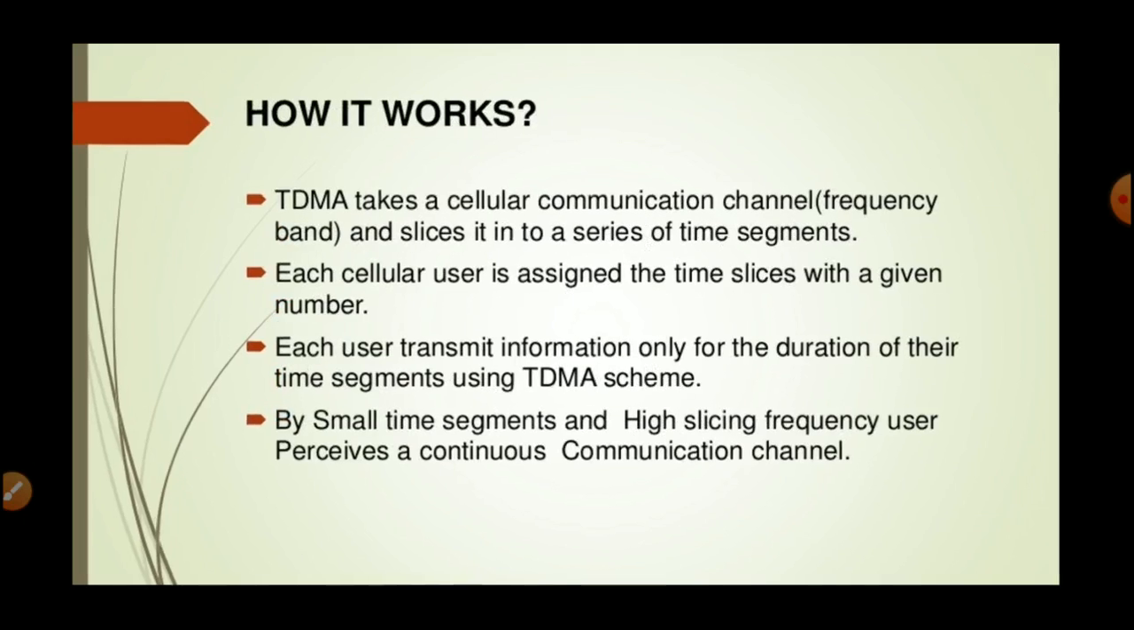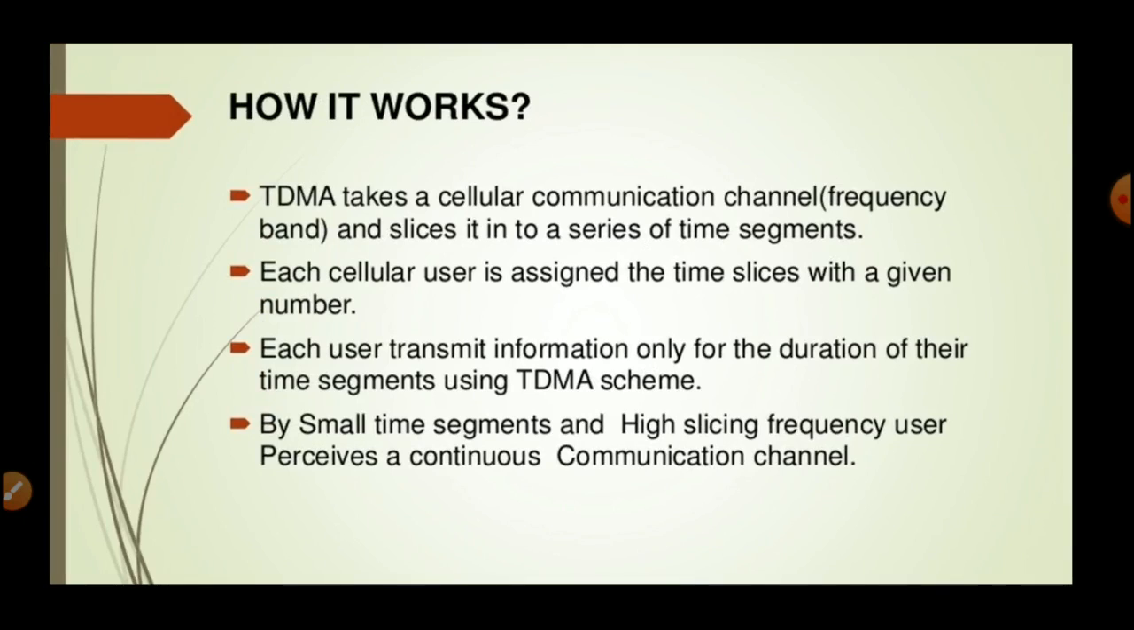How it works: TDMA takes a cellular communication channel frequency band and slices it into a series of time segments. Each cellular user is assigned time slices with a given number. Each user transmits information only for the duration of their time segments using the TDMA scheme. By small time segments and high slicing frequency, the user receives a continuous communication channel.